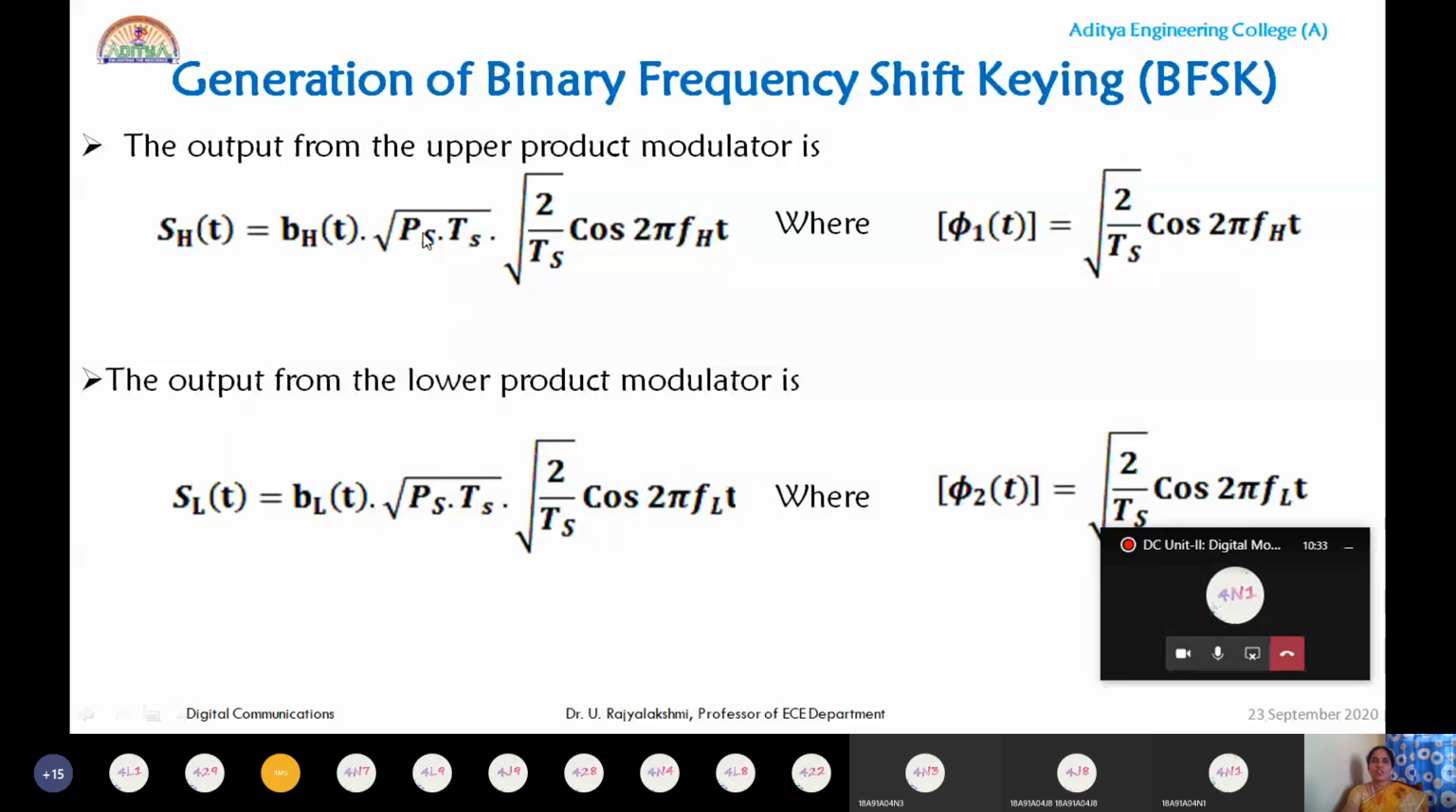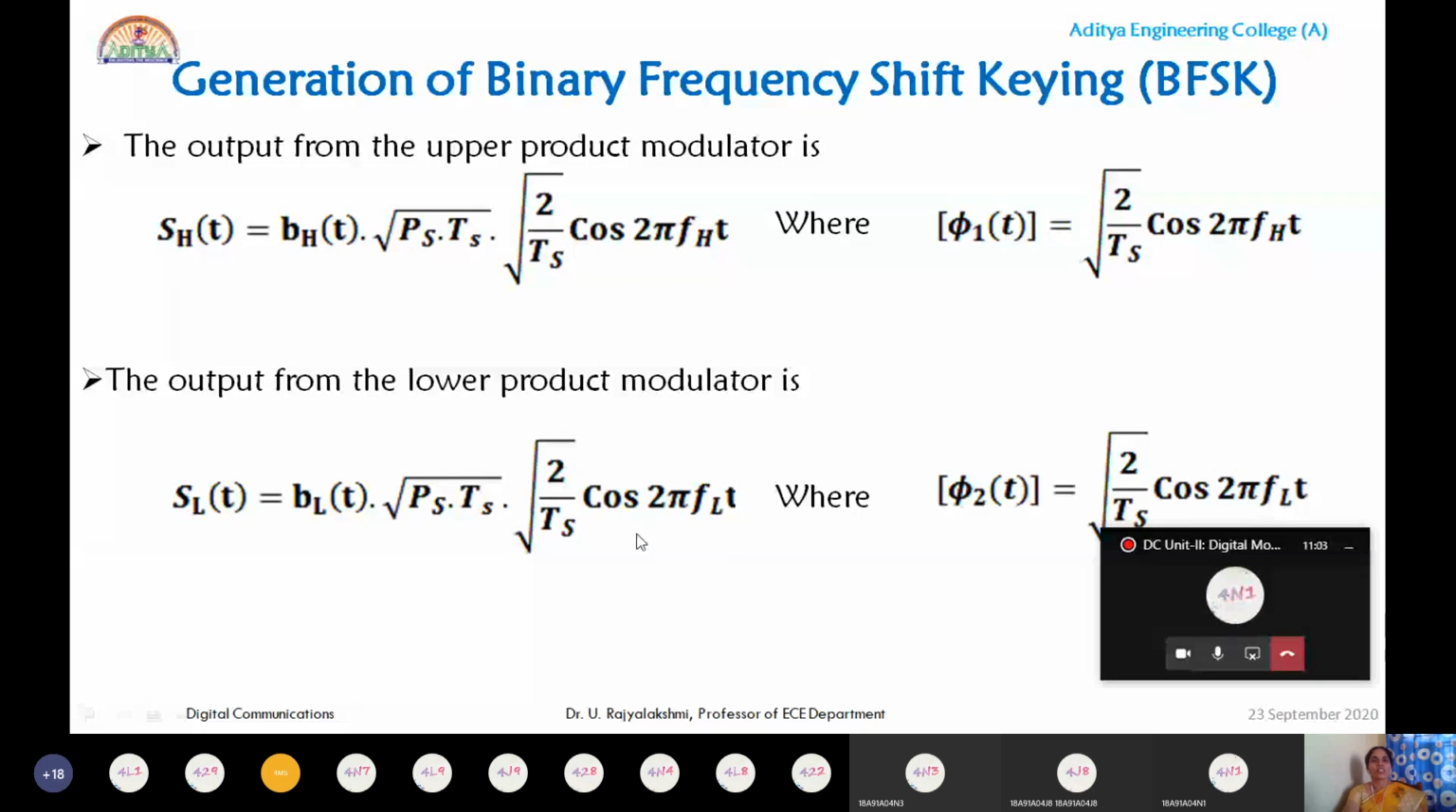So in the generation principle we define the upper modulator output as SH of t, whose input is BH of t. And the level shifter data is root PsTs, and phi 1 of t is root 2 by Ts into cos 2 pi FHt. Similarly, what is the output from the lower modulator? We assumed it as SL of t, which is BL of t into root PsTs into root 2 by Ts into cos 2 pi FLt.